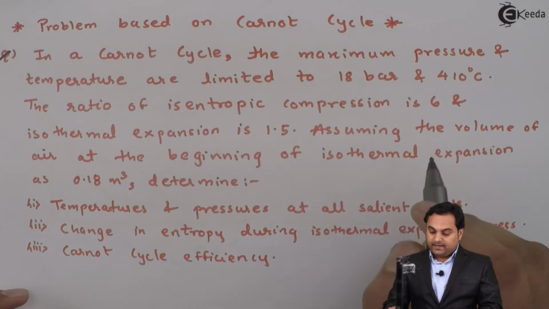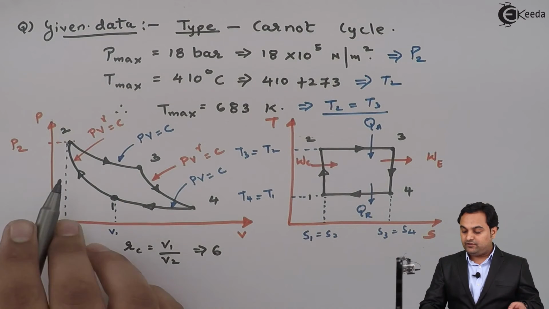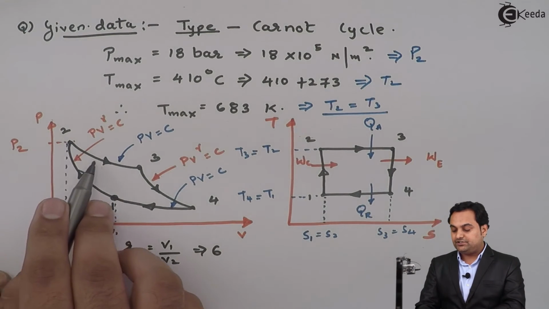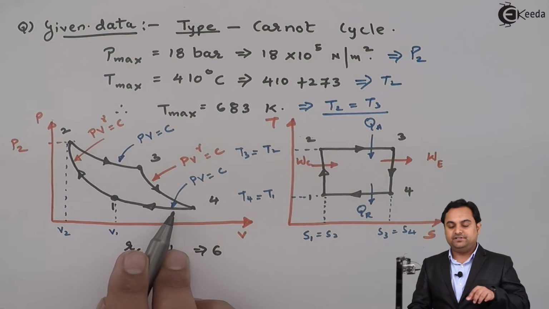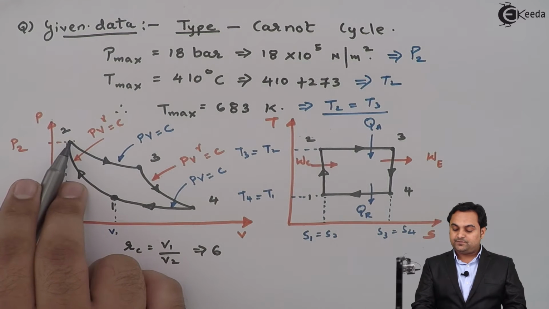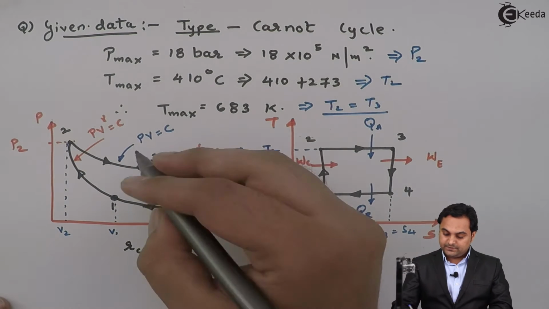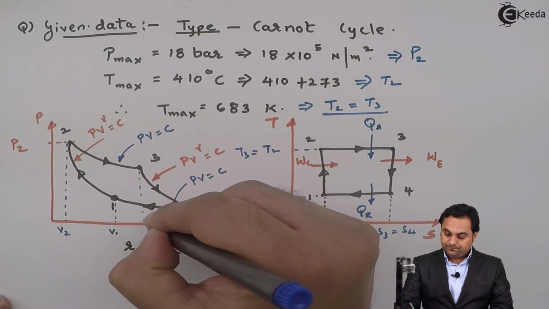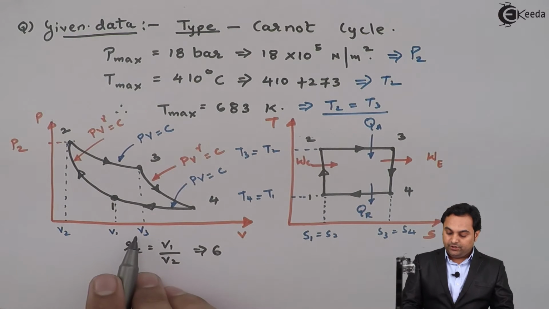Next, the isothermal expansion ratio is 1.5. See, this isothermal expansion is for the heat addition process, not for isentropic expansion. In the problem it is given that it is isothermal expansion. So expansion takes place from 2 to 3. So it will be the final volume, that is volume at 3, by the initial volume, which is at 2.